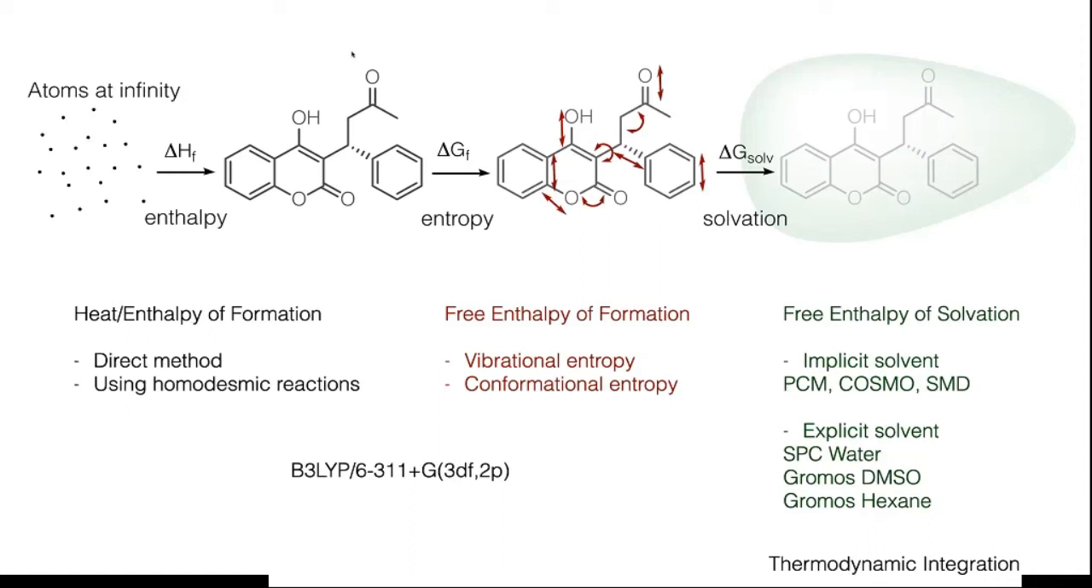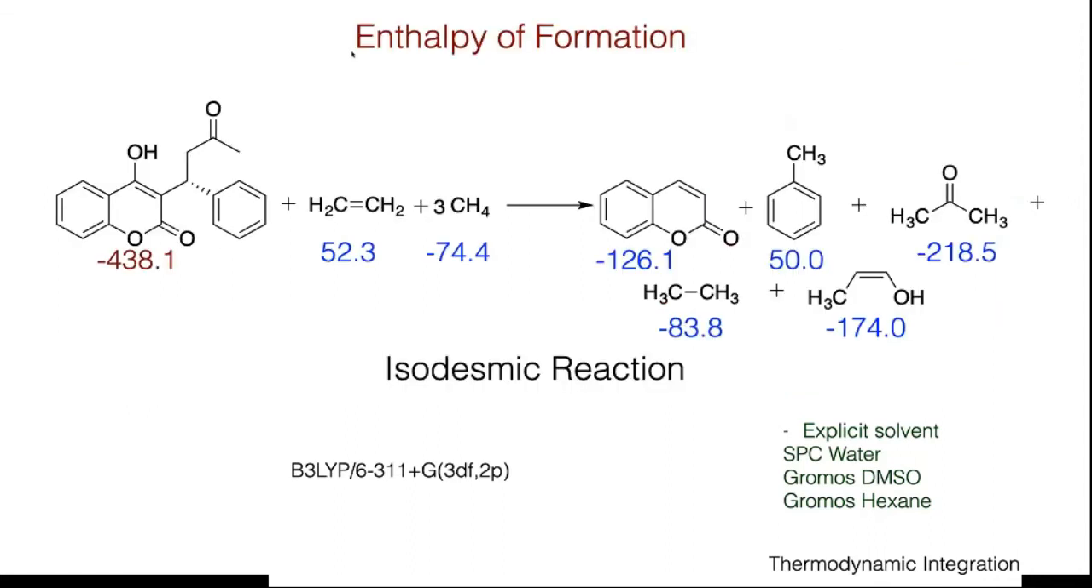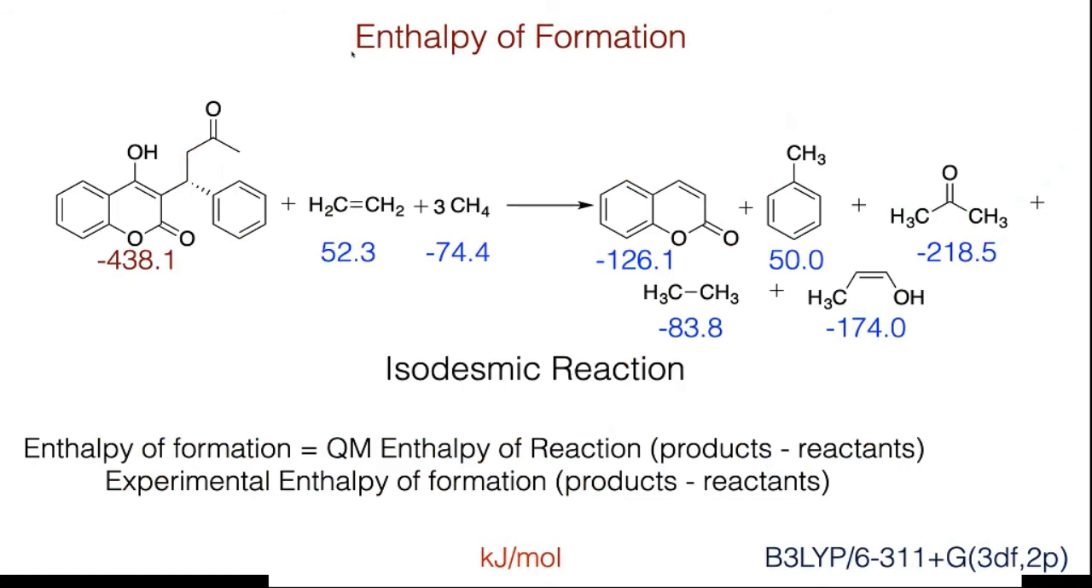And the whole idea of this was to see which of these methods are able to give us a distinction or difference between the tautomers. And here I'm just showing an example of enthalpy of formation using an isodesmic reaction, which is like an artificial reaction where you know the experimental heat of formation of the components, and based on that you are able to recalculate or extrapolate for the molecule of interest here.